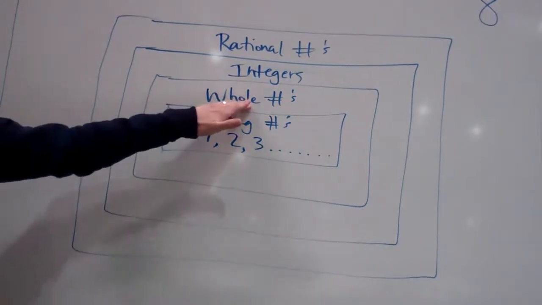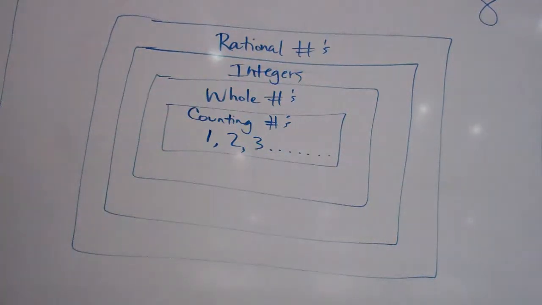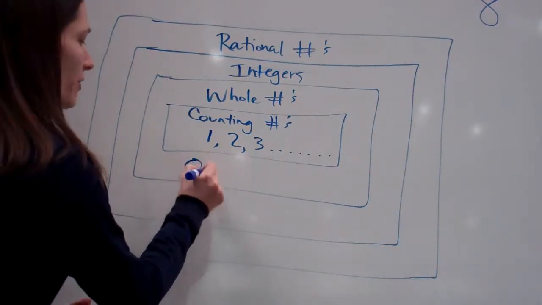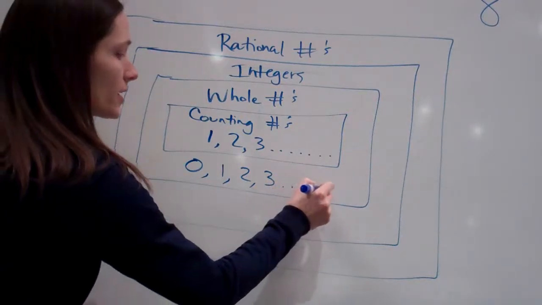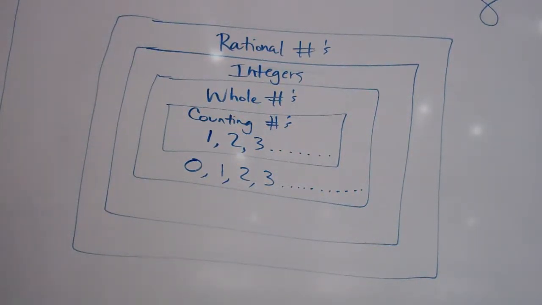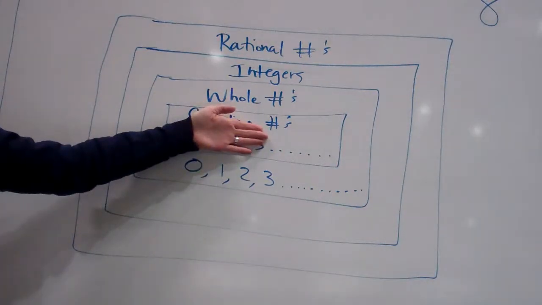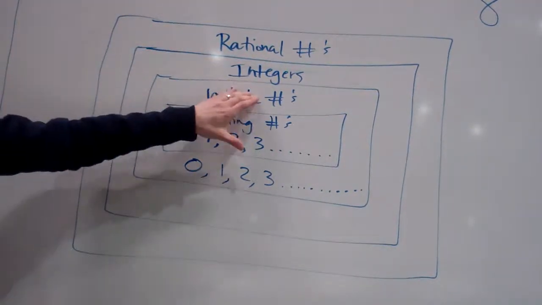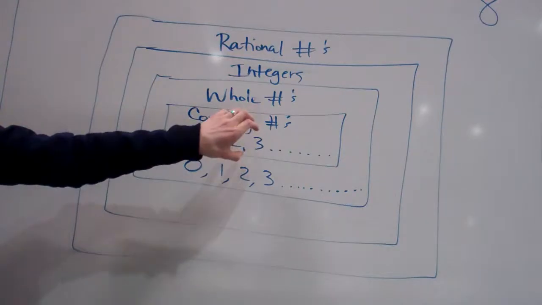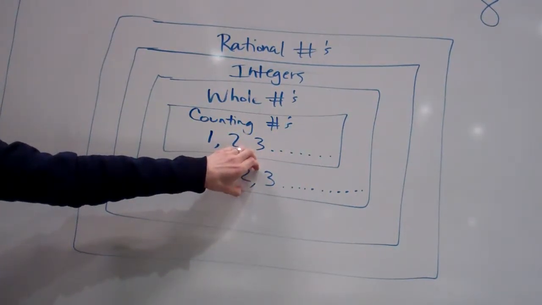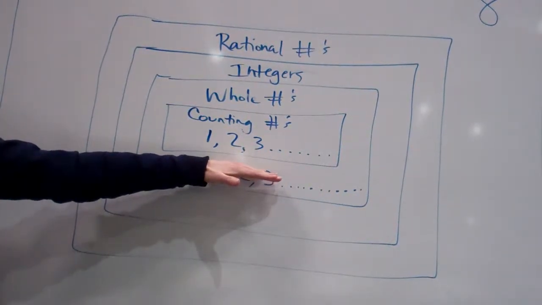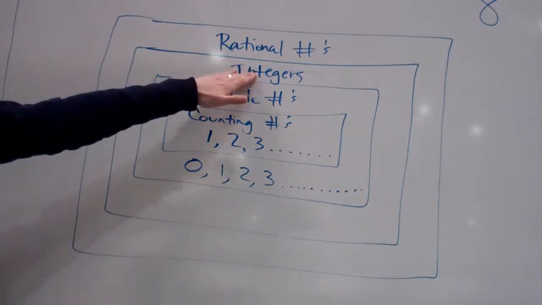Okay? In my whole numbers box, the only difference between whole numbers and counting numbers is that whole numbers also include 0. So whole numbers are 0, 1, 2, 3, dot, dot, dot. So what I want you to see is that counting numbers are included inside of whole numbers. Does everybody see how my whole numbers has the counting numbers in it, but it also has its own entity? So whole numbers include counting numbers and whole numbers. Does everybody see that?